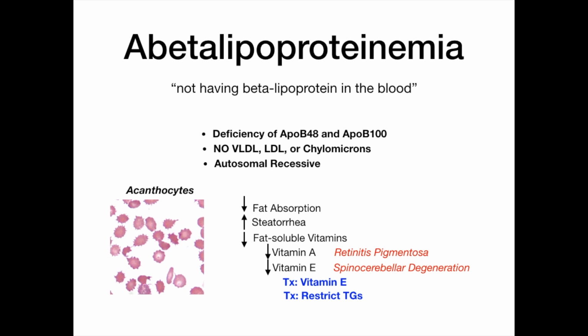The other option is just to restrict triglycerides, because if you can't absorb and process them, then you just restrict them in the diet. So high yield, give vitamin E, try to restrict triglycerides. That's abetalipoproteinemia. Again, not a dyslipidemia per se, but classically included in the discussion of this topic. So I put it here just to be complete.